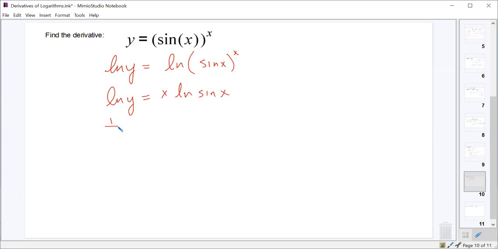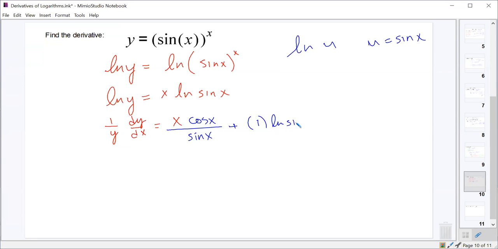All right. What's the derivative of natural log of y? 1 over y dy dx, when we do it with respect to x. And the derivative of x times the natural log of sine x has to be done with the product rule. So that'll be x, and then the derivative of natural log of sine x: natural log of u, where u equals sine x. So that becomes 1 over u times the derivative of u, which is cosine x. And then we have to add to that the derivative of x times the natural log of sine x.